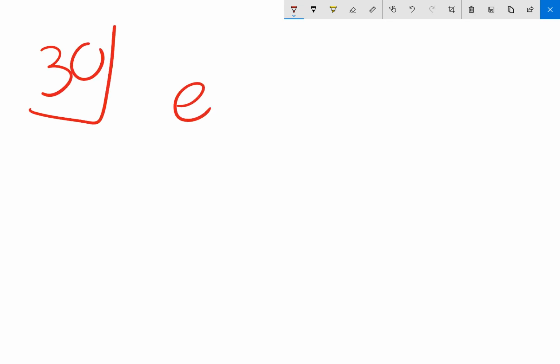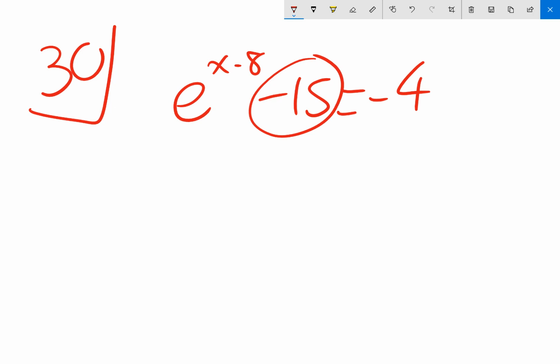Number 30, we have e to the x minus 8 power minus 15 equals negative 4. Now, I know you're tempted to sort of try to cancel that e out. But, and we'll get there, this negative 15 is kind of on its own, and I know that I can combine it with negative 4 because they're both just numbers. I can just combine those two terms.